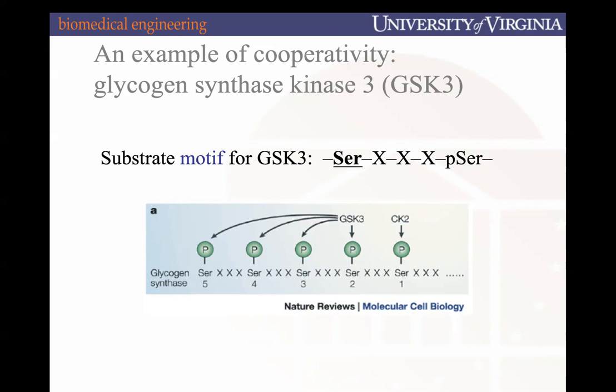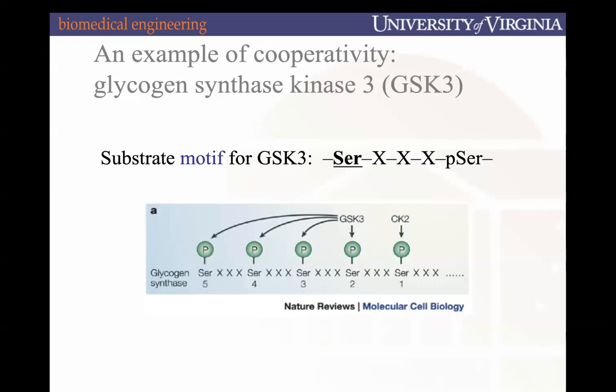What GSK3 does is phosphorylate at a specific motif. Motifs are usually a specific collection or array of amino acids. The substrate motif at which GSK3 adds phosphate groups is a serine, then three X's, which mean any amino acids, and then a phosphorylated serine. It's going to phosphorylate that first serine.